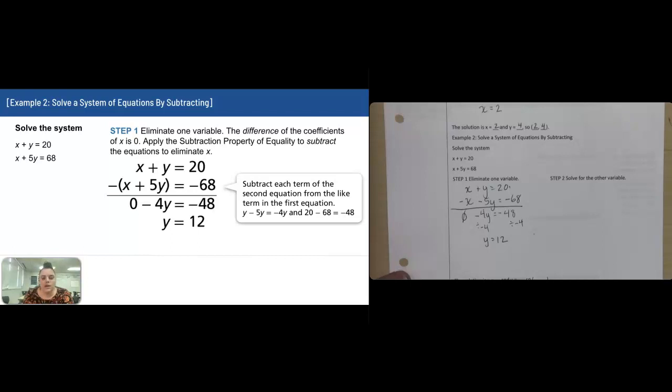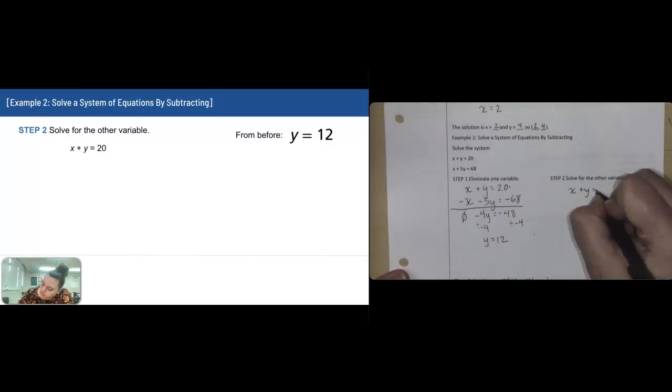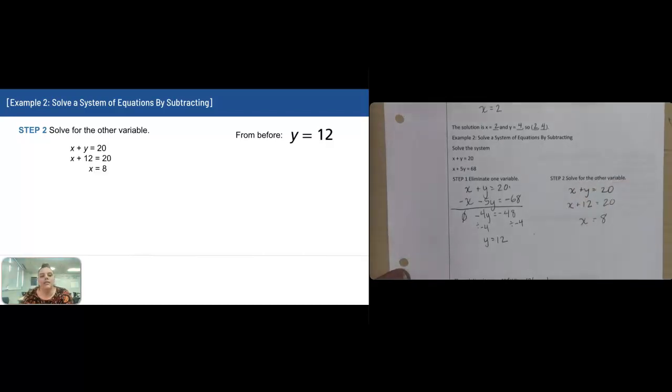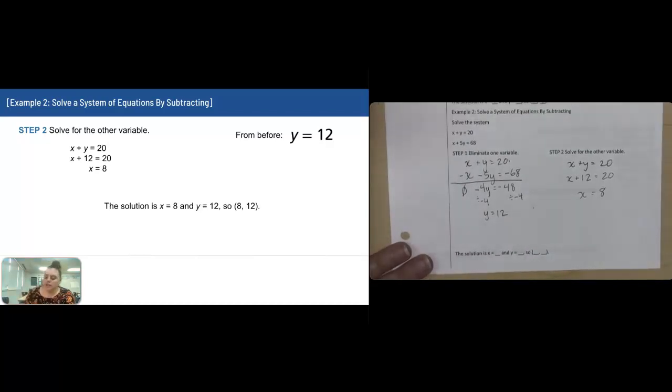With that y equal to 12, we will plug that in to one of our equations in order to solve. To me, it looks like the easiest place to plug that in is the top equation, so let's do that. x plus y equals 20. x plus 12 equals 20. So x must be 8, because 8 plus 12 equals 20. So now we have our answer for this problem. The solution is that x is 8 and y is 12. So we have the point (8, 12).